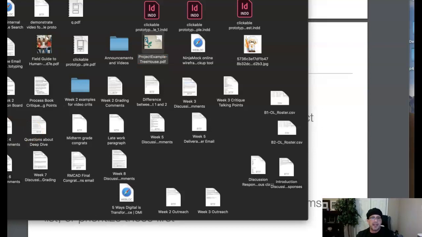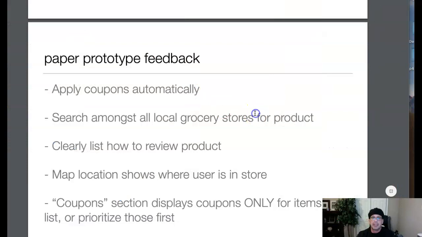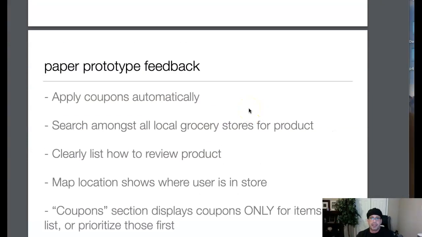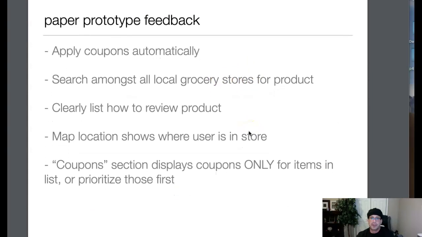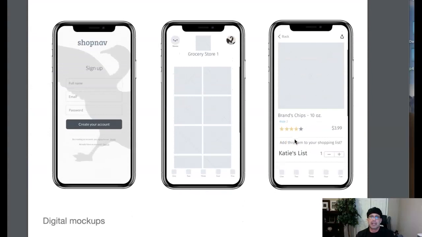Okay, so here, let me just jump over here. The summary of tests and usability testing. You definitely want to include that in your process book. Paper prototype feedback, apply coupons, automatic search amongst all locally groups, clearly list how. So this is feedback, and this is pretty good, but this is a little bit outside of the scope of this class, because in the user testing phase in this class, you shouldn't be really asking for feedback on the app itself. You should just be collecting data on whether they're successfully navigating or not.